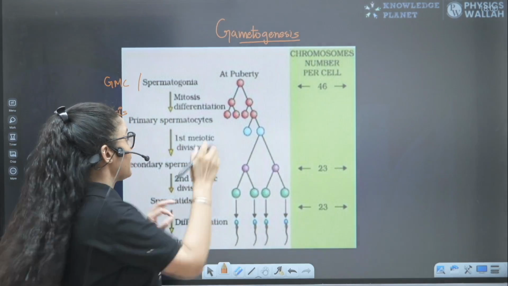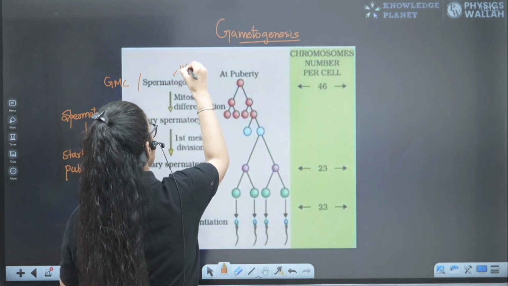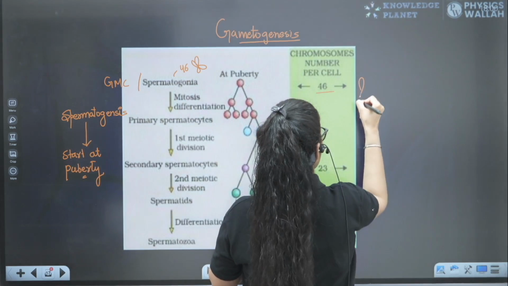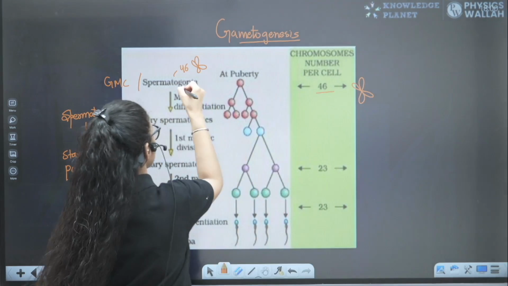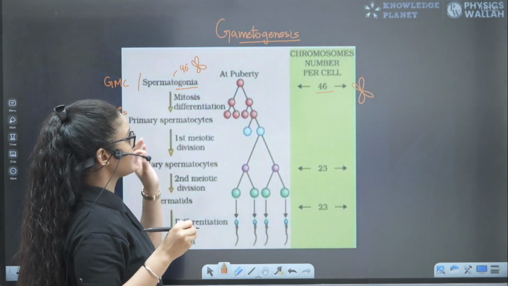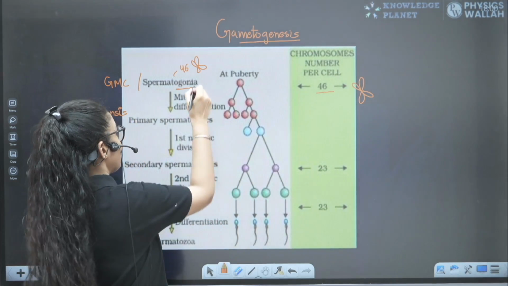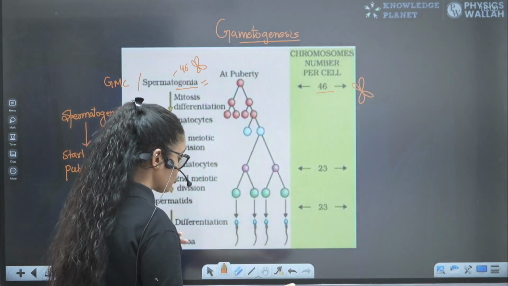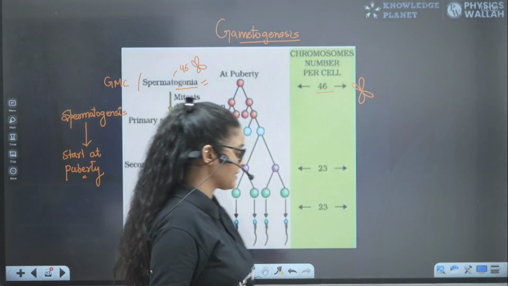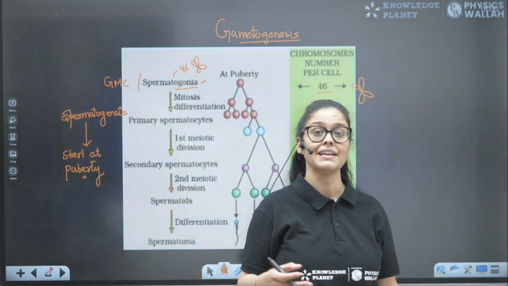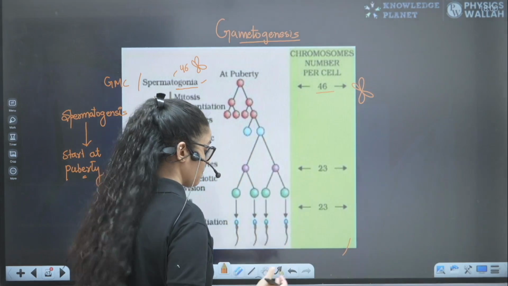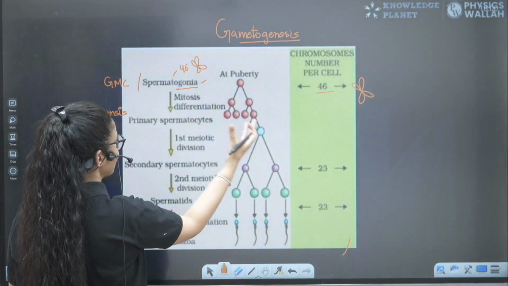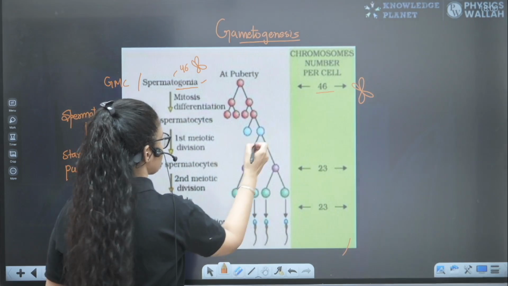And this spermatogonia is diploid. In our case, it has 46 chromosomes, right? So chromosomes look like this. Such 46 structures are present in spermatogonia, meaning they are diploid. Spermatogonia undergo mitosis to increase their number, right? This division is just to increase their number for spermatogenesis, and it starts at puberty. You have to remember. Then it will increase its size to form the primary spermatocyte.